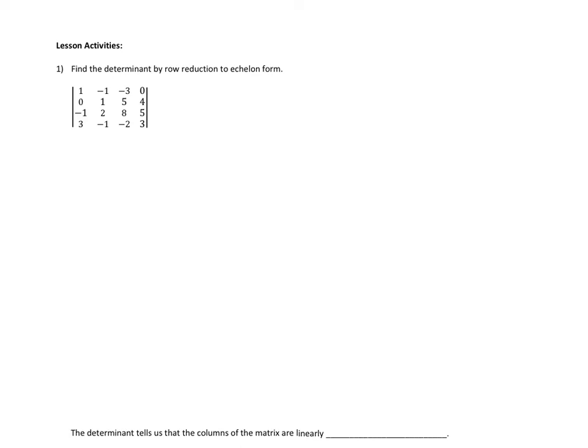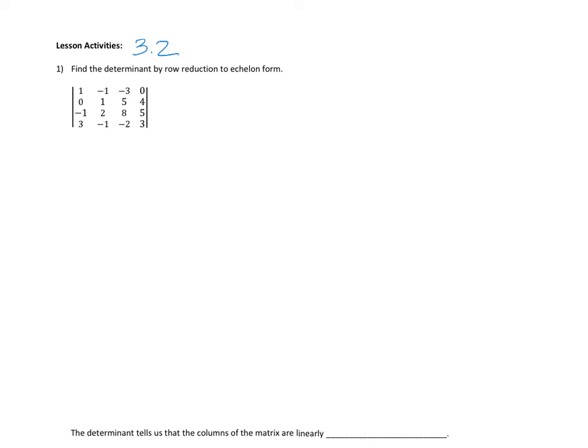Okay, find the determinant by row reduction to echelon form. These are the lesson activities for section 3.2. Okay, so there were three things that can change the determinant of a matrix as you do row operations. When you add a multiple of another row, that does not change the determinant.